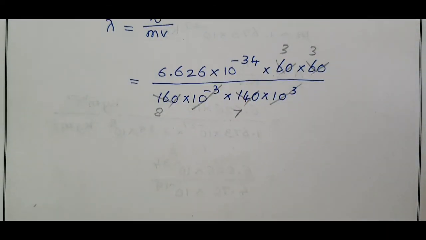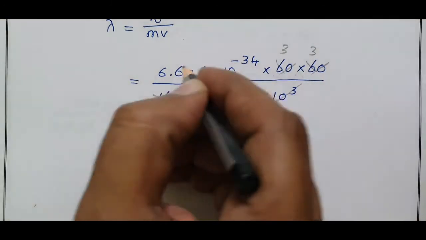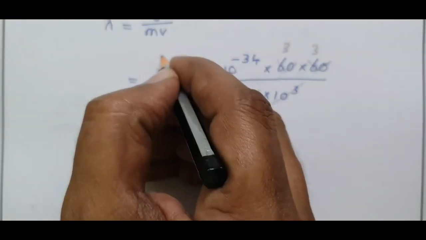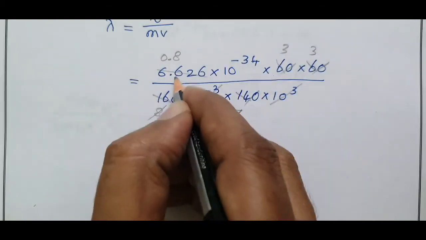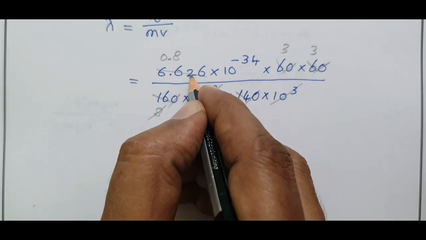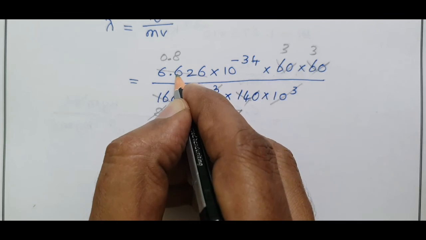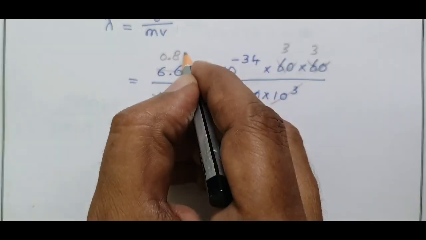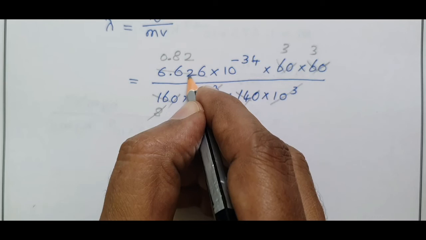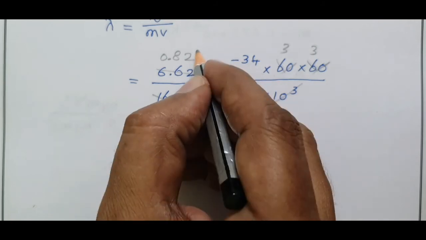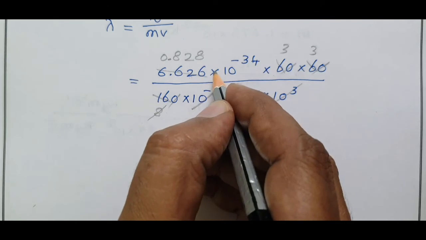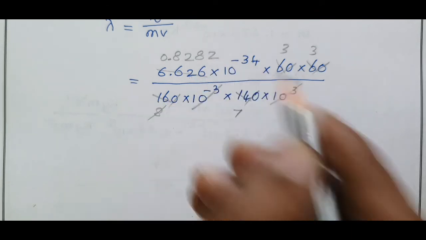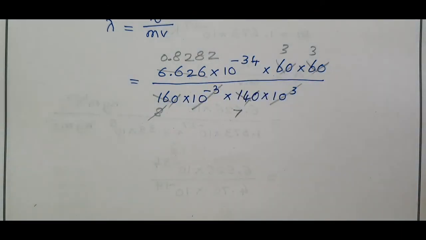Then 1 8 is 8. When you cancel this, 0.8. 8 8s are 64, remaining 4. Remaining 2, 22, 2 8s are 16, remaining 6, 66, 8 8s are 64, remaining 2, 20, 2 8s are 16 and it goes on.